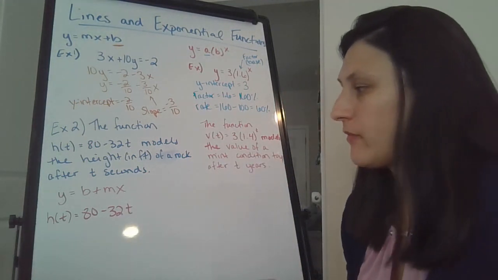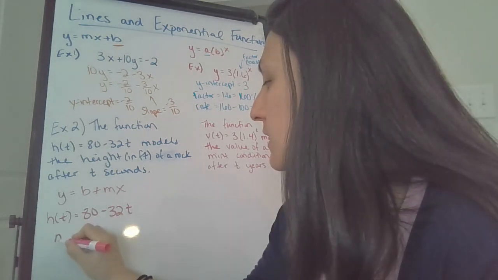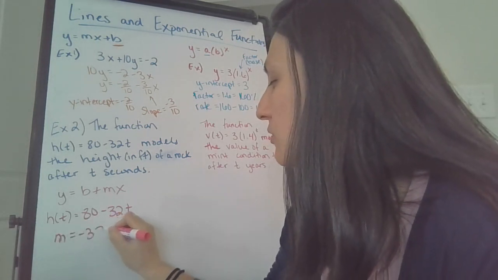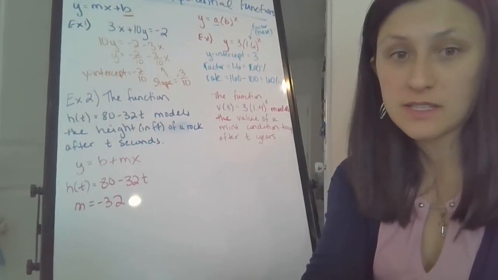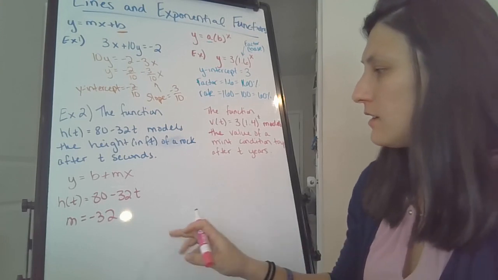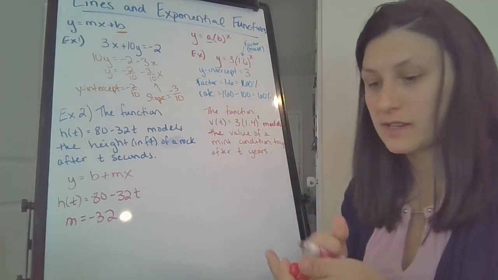Okay, and I'm going to go ahead and interpret the slope. So first, I see that the slope is negative 32. Remember, it's only the numerical value, and it has to also come with the sign, the plus or minus sign. And it never has the variable, so don't put a t there. That would not be correct.